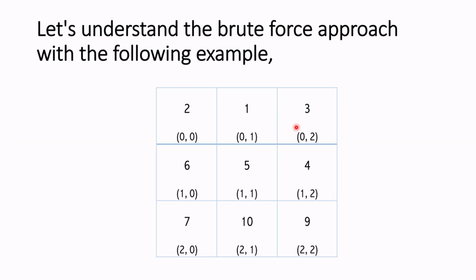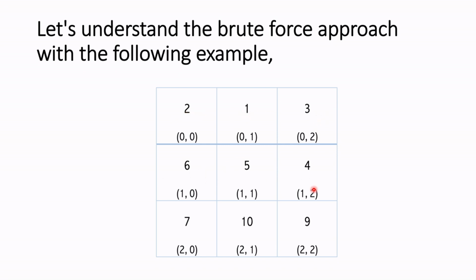So let's understand brute force with this example. If this is the matrix, 3 into 3, a total of 9 cells are there, right? So we have 0 0, 0 1 and 0 2, in which we have 2 1 3.